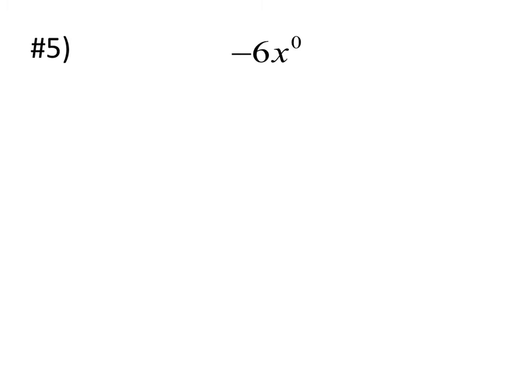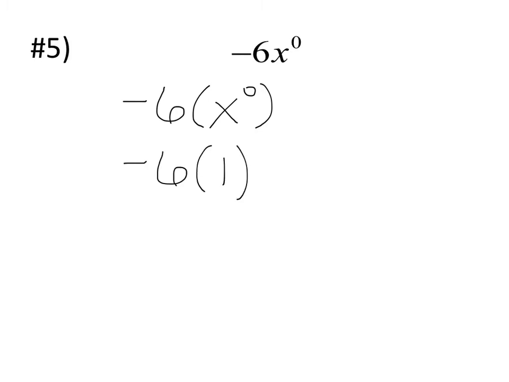Okay, here we go. So in this case, what is being raised to the 0 power? Just the x. So this basically says negative 6 times x to the 0 power. Now x to the 0 power is 1. So this basically says negative 6 times 1. And we know negative 6 times 1 is just negative 6. So our answer here is negative 6.